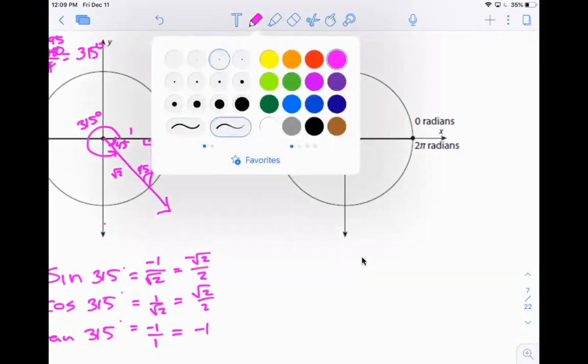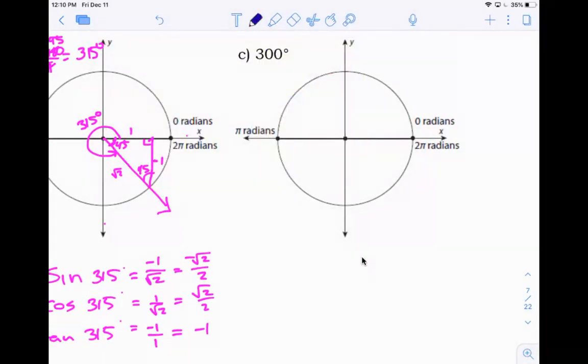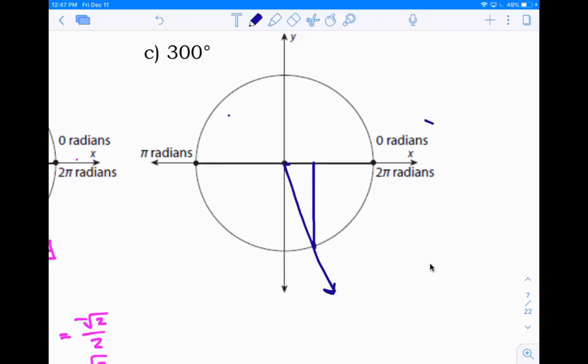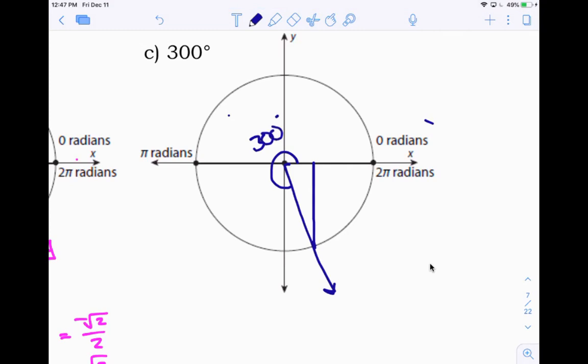Let's do it again. 300, a little easier to see where it is. That's going to be a little less than 315, but a little more than 270. So here we are. We'll drop that triangle back. I'm going to go ahead and zoom in so I can make this a nice pretty triangle. All right, so now we see that that's the 300 degrees. It gives us that really pretty right triangle.